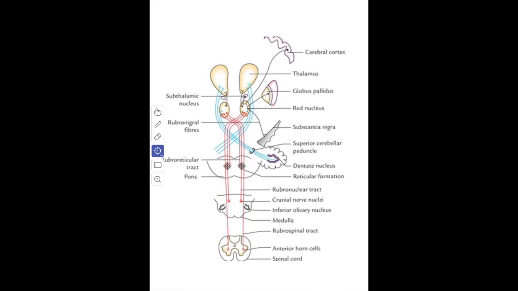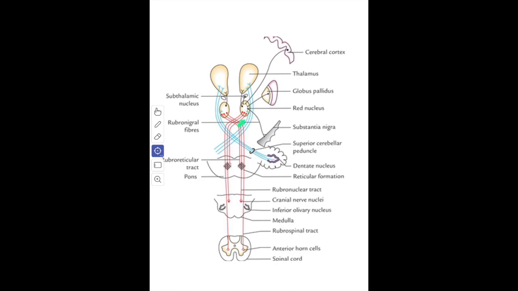The red nucleus also receives fibers from the subthalamic nucleus and also from the hypothalamus and also from the substantia nigra and the tectum. Next we'll see the efferents. The first efferent is the rubrospinal. Next the rubro-bulbar connecting the cranial nerve nuclei and then the rubro-reticular tract.